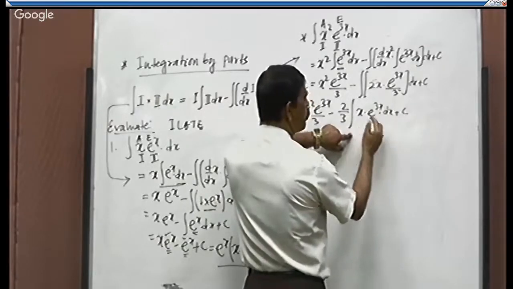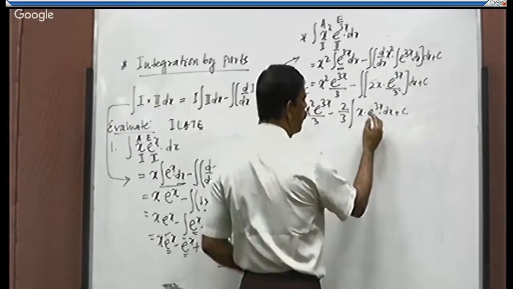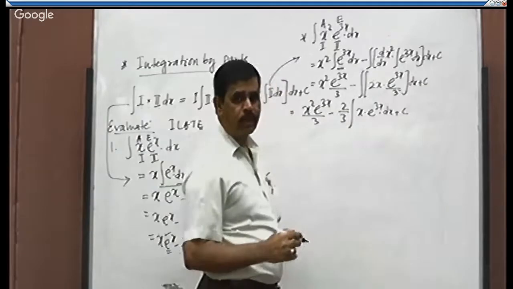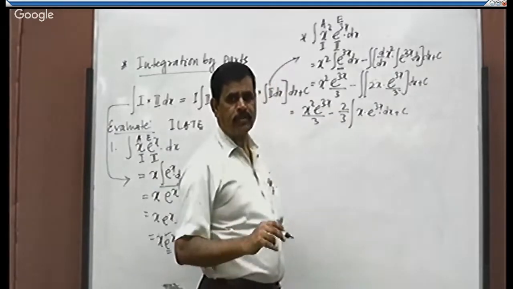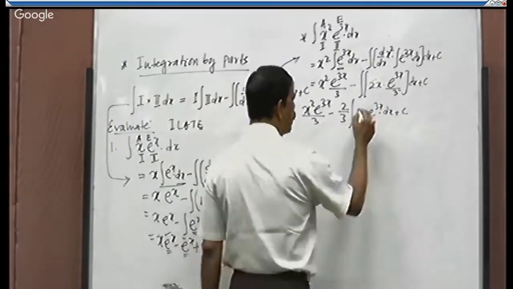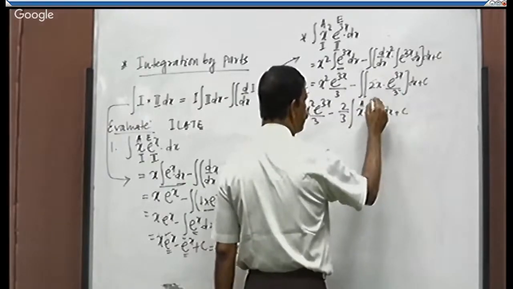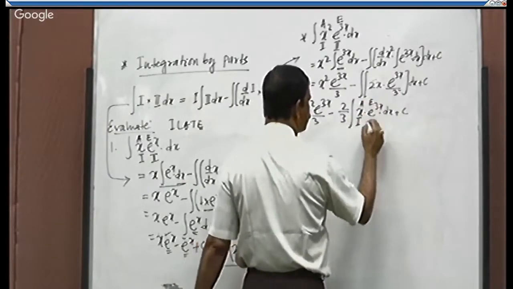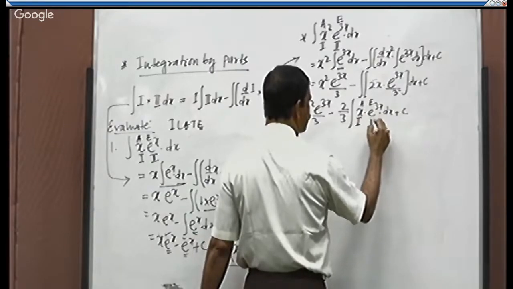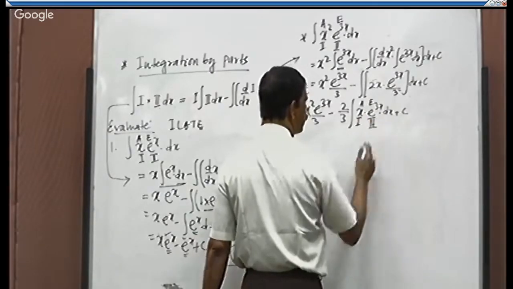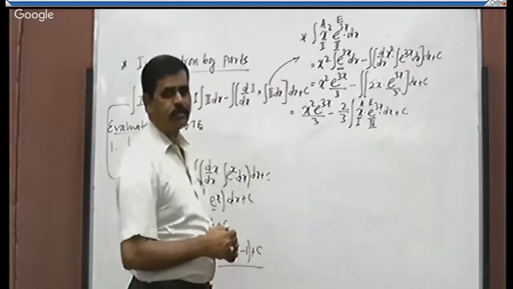Again, there are two terms which are in product. If they are in product, how to integrate it? We have to use integration by parts, right? Again, identify the terms. This is algebraic, this is exponential. Algebraic becomes first, exponential becomes second, correct?